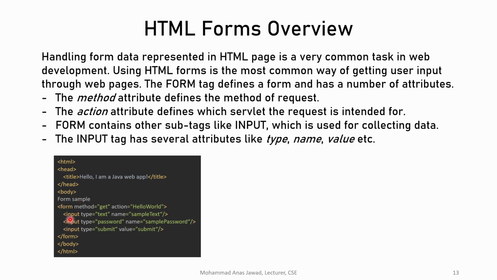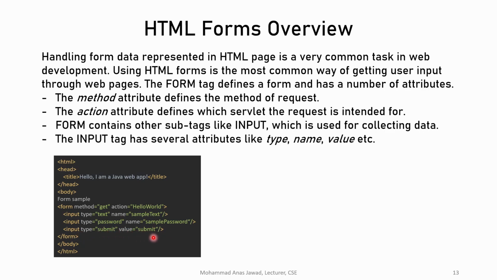The first input tag is of the type text, and it has a name of sample text. The second one has a type of password, and it has the name sample password. And the third input has a type submit, and it has the value submit.